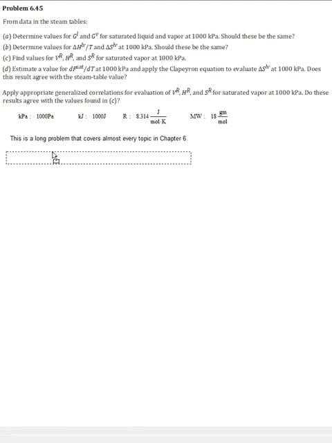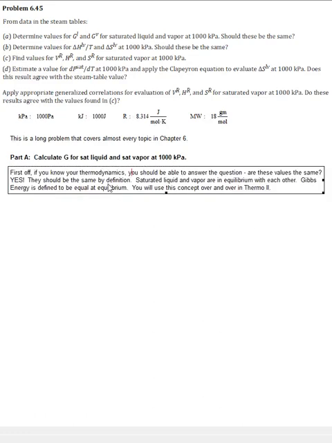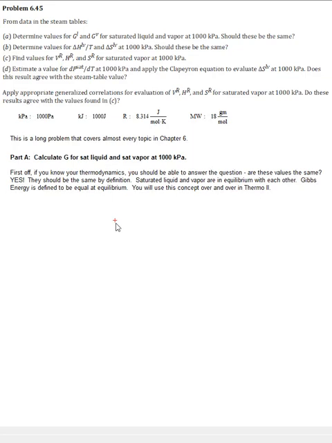The first part is to calculate the Gibbs energy for both the saturated liquid and vapor phase at 1000 kilopascals, and say whether or not we expect these values to be the same. The second part of the question is actually the easiest if you've been keeping up with the material in this chapter, and the answer should be yes. The Gibbs energy of a liquid phase and vapor phase in equilibrium are by definition equal to each other. You should realize that right away when looking at this problem.